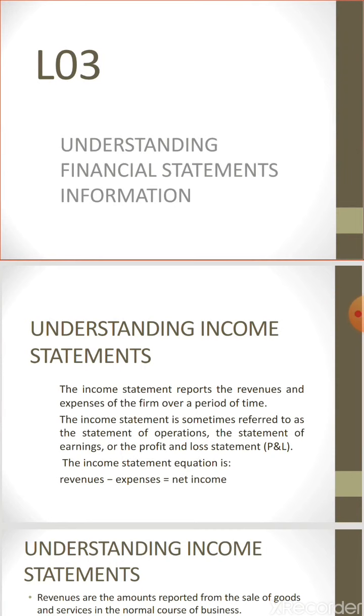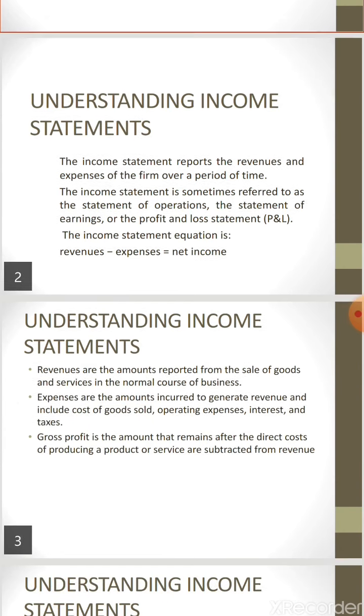So your curriculum requires us to understand information contained in the statement of profit or loss and other comprehensive income, the statement of financial position, and the statement of cash flows. Firstly, we're going to look at understanding information in the income statement. The income statement is also known as the statement of profit or loss. It shows us the revenue and the expenses of the firm over a period. And the equation for the income statement is revenues minus expenses is equal to net income.